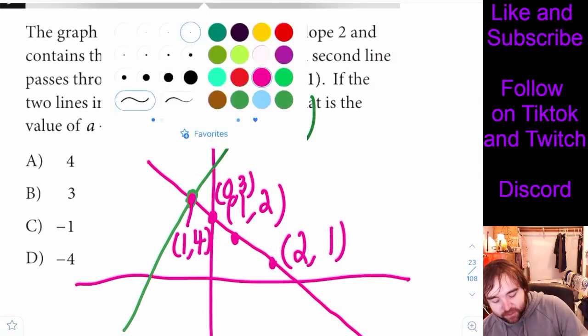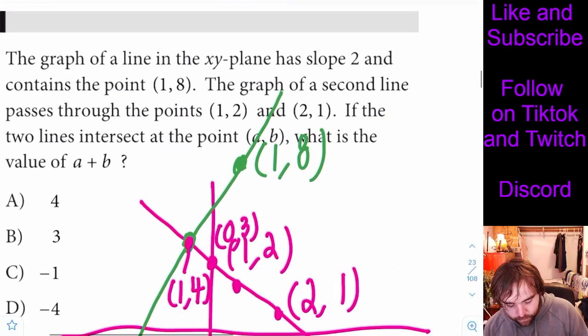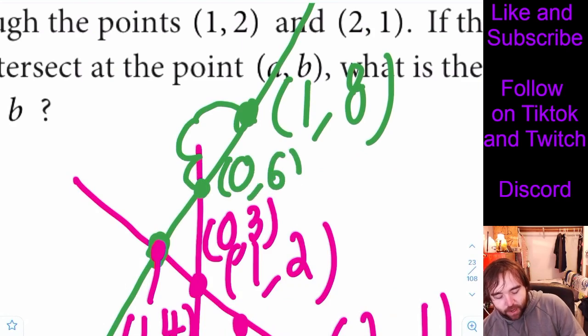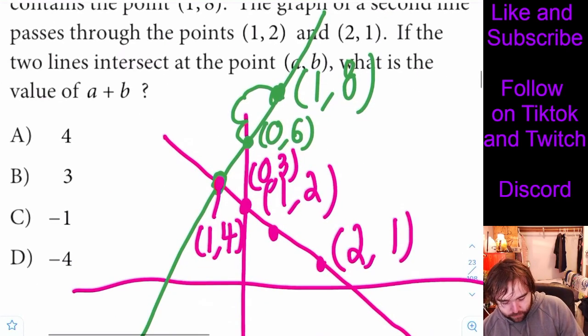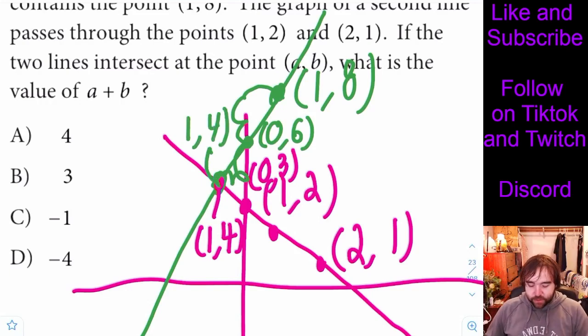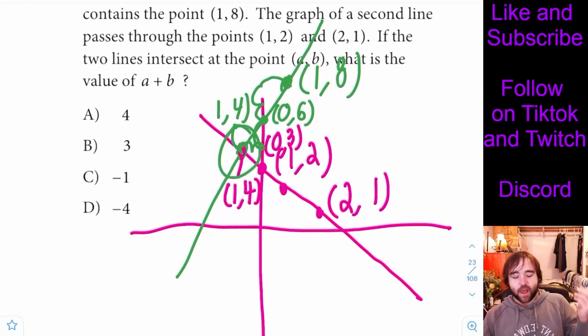All right, that's a decent guess. Let's look at the other line. So the other line has a slope of 2, right? So that tells us that when we go over 1, we're going to go down by 2. So that's the point 0, 6. And then if we did that again, we go down by 1 and over 2 again, we do see we hit the point 1, 4. So what is the value of a plus b? Where they meet? They meet right here at 1, 4.